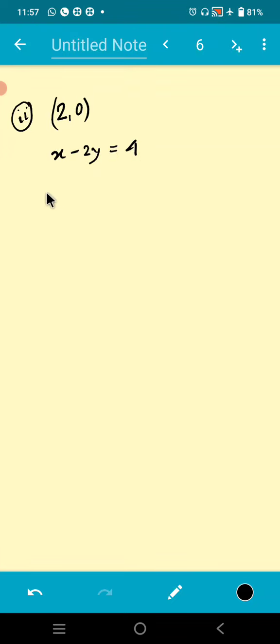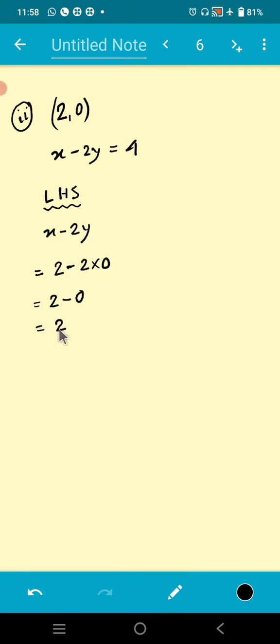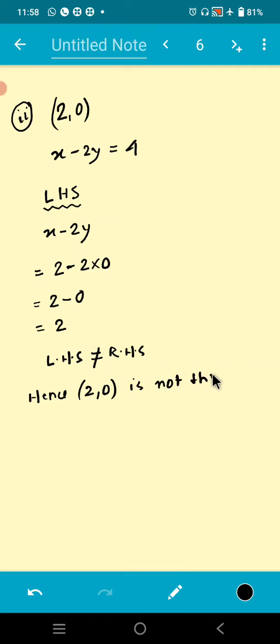Okay. Now again we have to write LHS. What is in the LHS? x minus 2y. This time the value of x is 2. So in place of x we will put 2, and in place of y we will substitute 0. So 2 minus 2 into 0 is what? 0, and 2 minus 0 is 2. It is again not matching. So we will again write LHS is not equal to RHS, hence (2, 0) is not the solution.